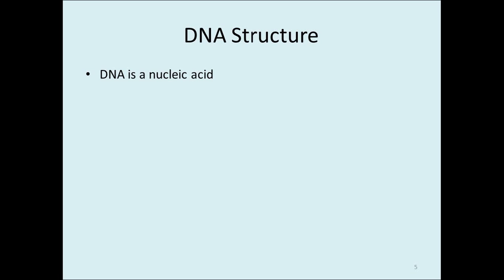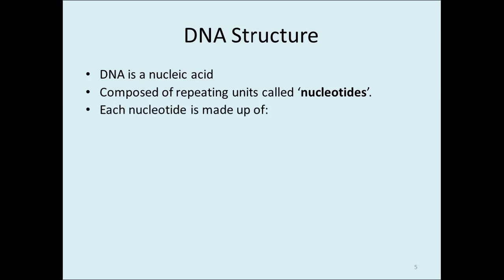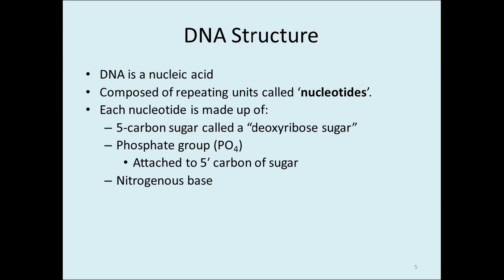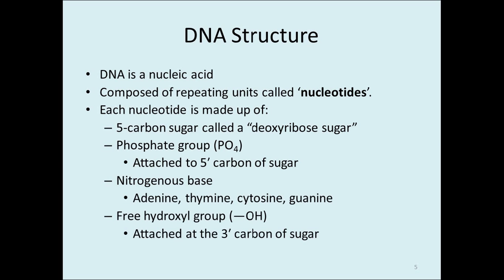In case you missed anything that I said on the previous slide, I'll go over it one more time. DNA is a nucleic acid. Remember, we talked about nucleic acids briefly in Chapter 3 when we talked about macromolecules. It's composed of repeating monomers called nucleotides. Each nucleotide has a 5-carbon sugar called deoxyribose, a phosphate group, remember the functional groups we talked about, that's attached to the 5 prime carbon, and a pair of nitrogen bases, one on each side.